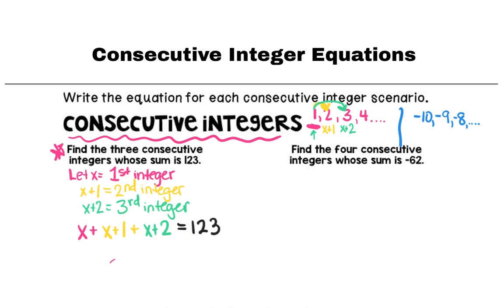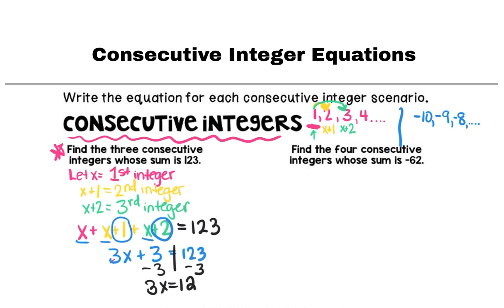Now that we have our equation, we can solve our equation. We're going to combine our like terms here. We have 3 x's, and we have 1 plus 2 is 3. My first step, combining like terms. From here, I'm going to solve. I'm going to subtract 3 from both sides. That gives me 3x equals 120.